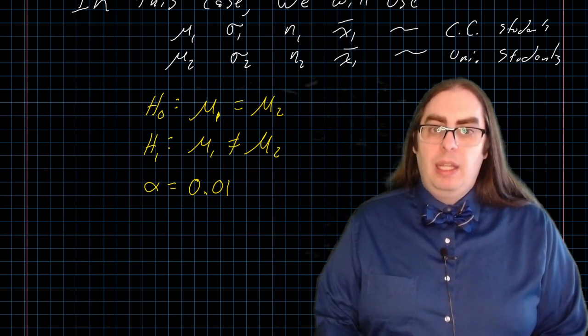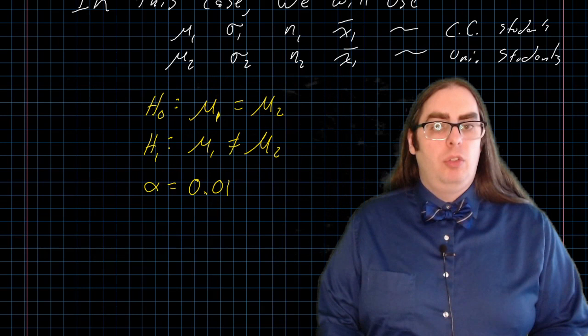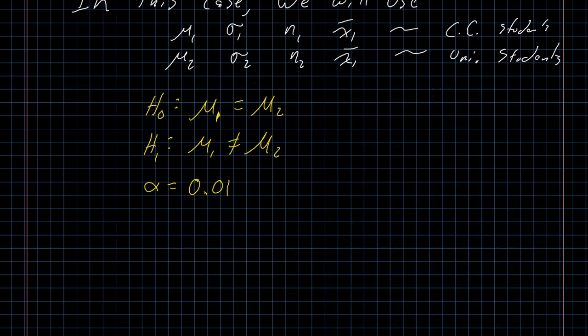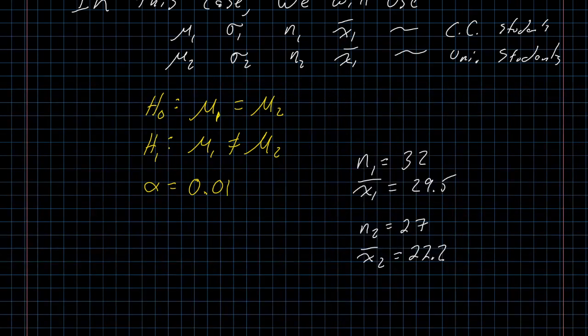All right. Up next, we want to start looking at collecting our data. And so we have some data here. So remember, n1 and x bar 1 are the number of students from the community college involved in that sample and the mean age. So we analyzed 32 nursing students at a community college, and their mean age was 29.5. We analyzed 27 nursing students at a four-year university, and their mean age was 22.2.